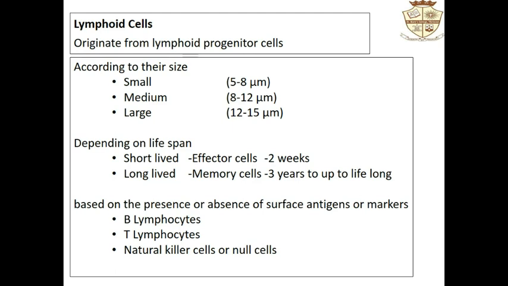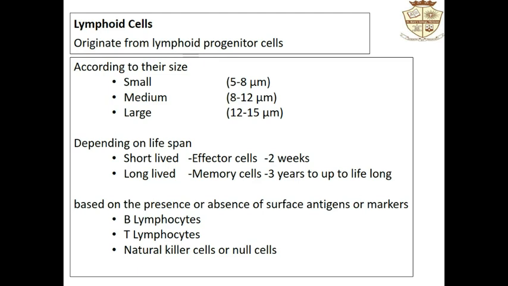According to their size, they are classified into three. They are small lymphocytes having 5 to 8 micrometer size, medium lymphocytes having 8 to 12 micrometer size, and large lymphocytes having 12 to 15 micrometer size. The small lymphocytes are the most numerous, and these have slow motility. Depending on lifespan, the lymphocytes are classified into two: short-lived cells, also known as the effector cells, which survive for about 2 weeks, and long-lived or memory cells, which survive for 3 years up to lifelong.